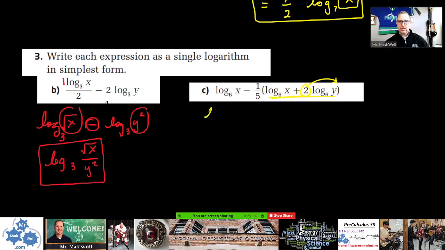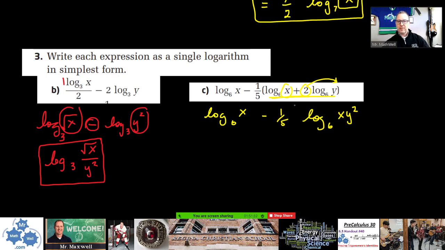So let's just do one step at a time. So log of x base 6 minus 1/5. How can I rewrite this in here? Well, that's going to be log base 6 of x times y squared. Okay, xy squared. And now, of course, we don't need the brackets there now because there's just one single term in there.